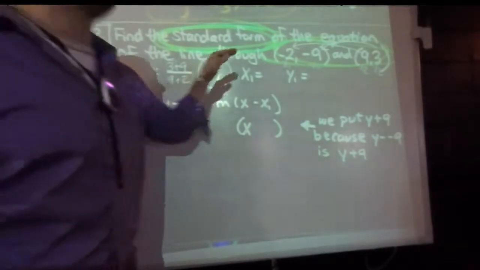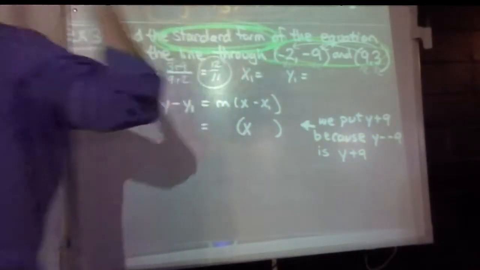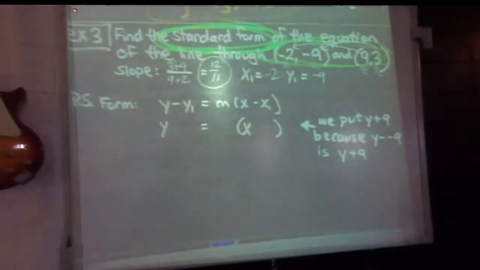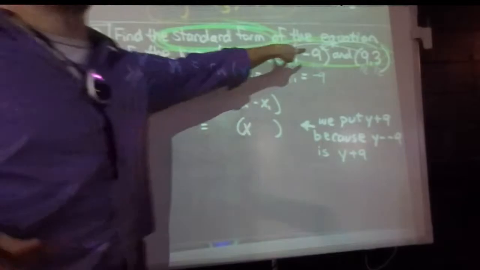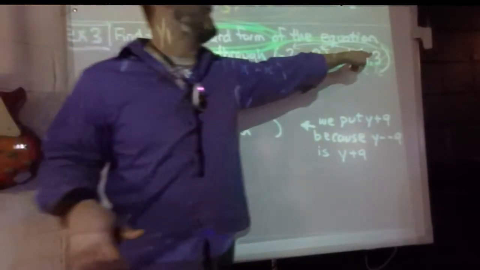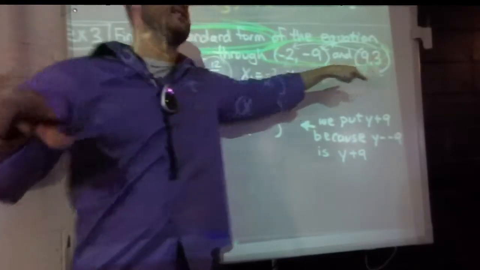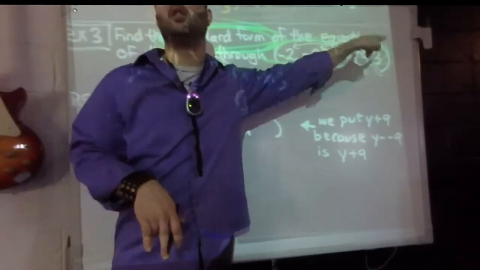And now what is my x1 and y1 going to be? Negative 2, negative 9. Now, just to be honest, we already labeled these as x1, y1. If you use these as your x1, y1, you would still get the same answer. So it doesn't matter. Some people don't want to deal with the negatives, so they'll use these instead.